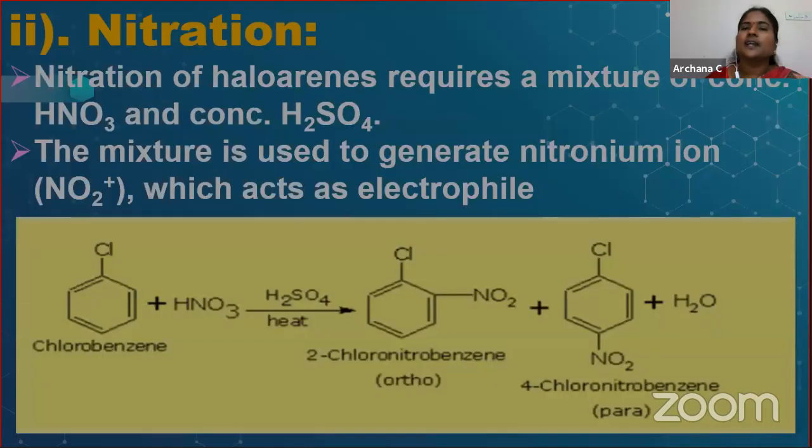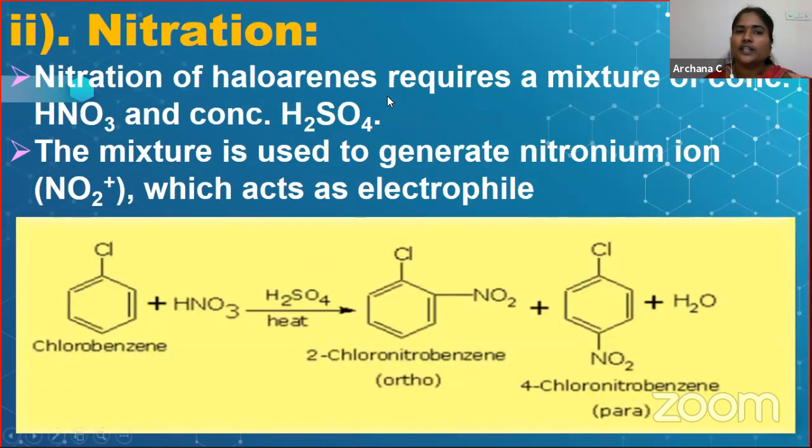And the next one is nitration. So what is meant by nitration? How is the electrophile generated? The first step in these mechanisms is the generation of the electrophile. So nitration of haloarenes requires nitric acid and sulfuric acid. When we mix nitric acid and sulfuric acid, it generates the nitronium ion, which acts as the electrophile.